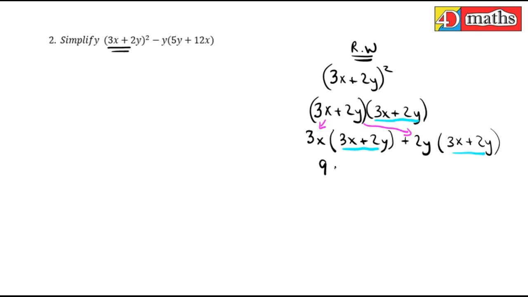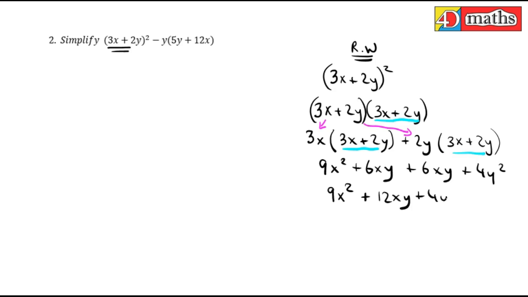So multiply it out: 9x² + 6xy + 6xy + 4y². So organizing it, that's 9x² + 12xy + 4y². So I replace that in here: 9x² + 12xy + 4y². Now we need to multiply out this bracket. Well, it's minus y by 5y is minus 5y², and minus y by 12x is minus 12xy.